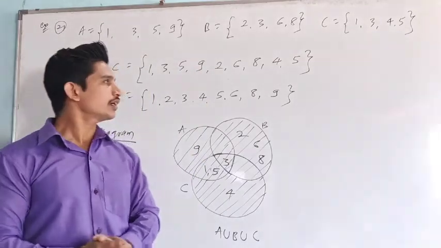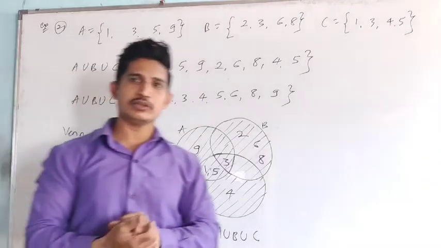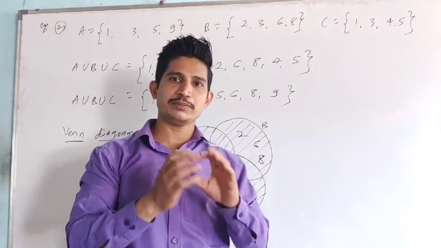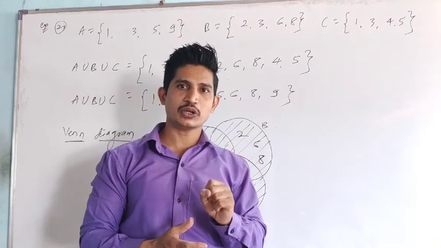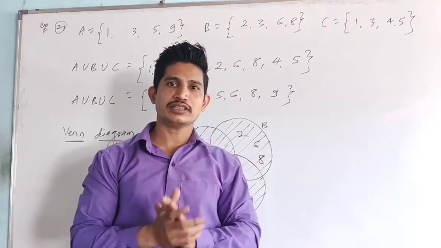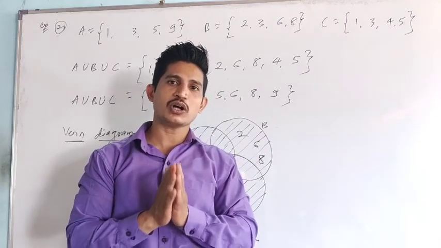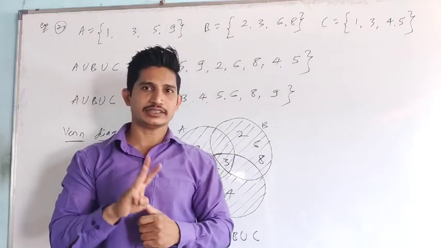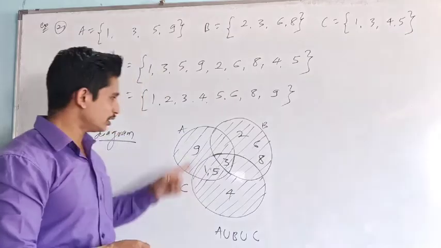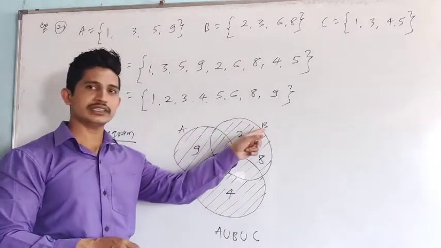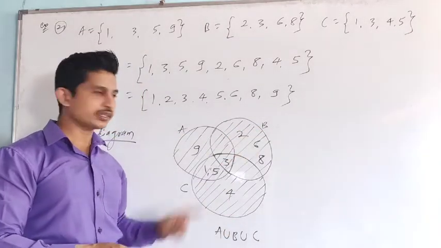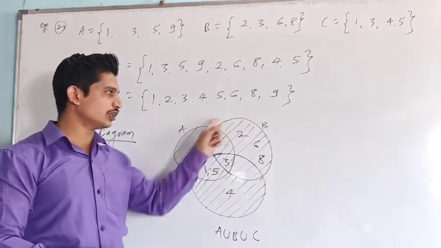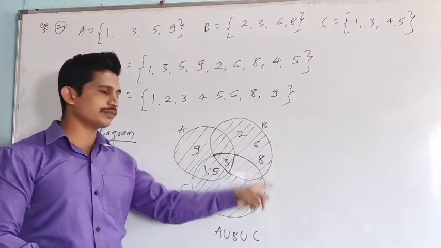So it is called what here? A union B union C means writing all the elements of A, B, C in one set. It is called union of a set. Okay. Now let's see how to draw the Venn diagram for this union of 3 sets. Now see, A is a set here, B is a set here, and C is a set here. Draw a circle for A, a circle for B, and a circle for C.